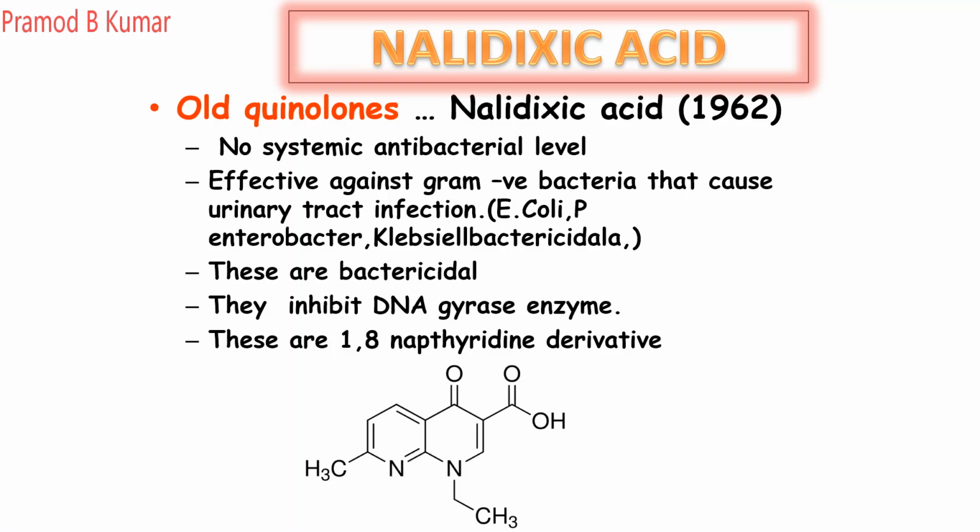It is a bactericidal agent and it acts by inhibiting the DNA gyrase enzyme. The beta dicarbonyl group is necessary for the activity. So that is NALIDIXIC acid.